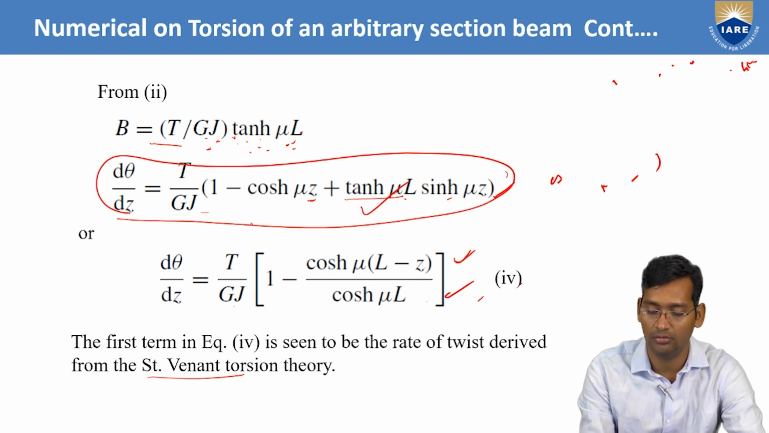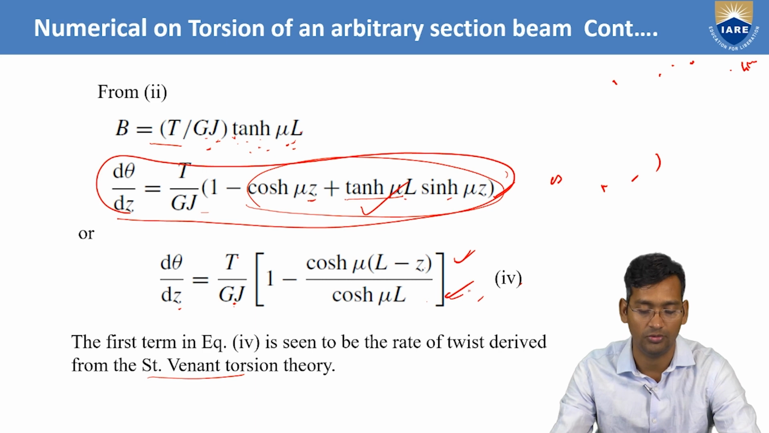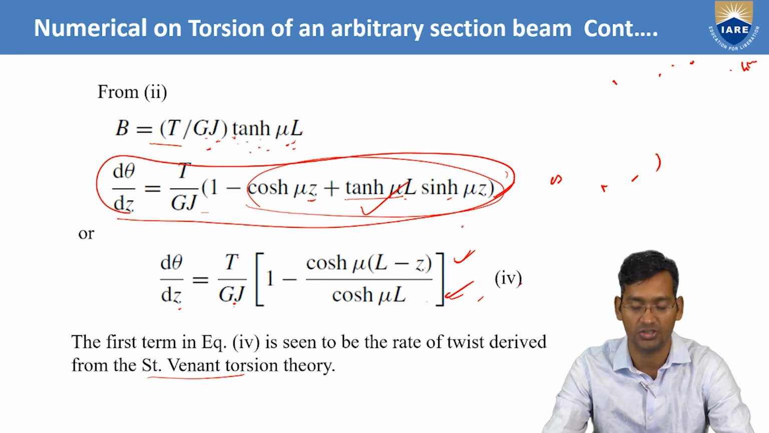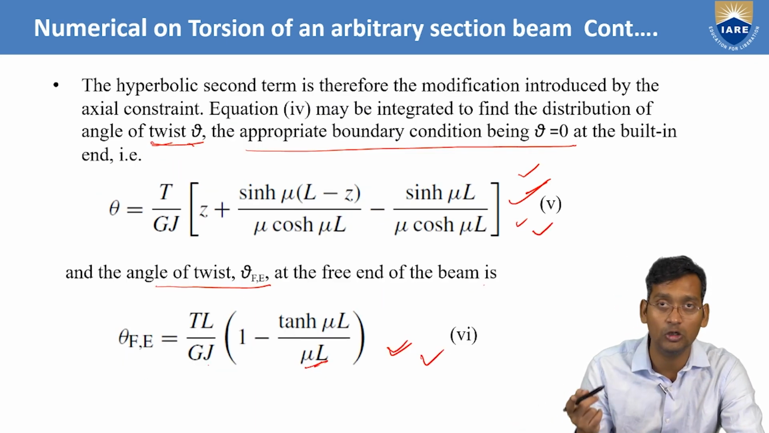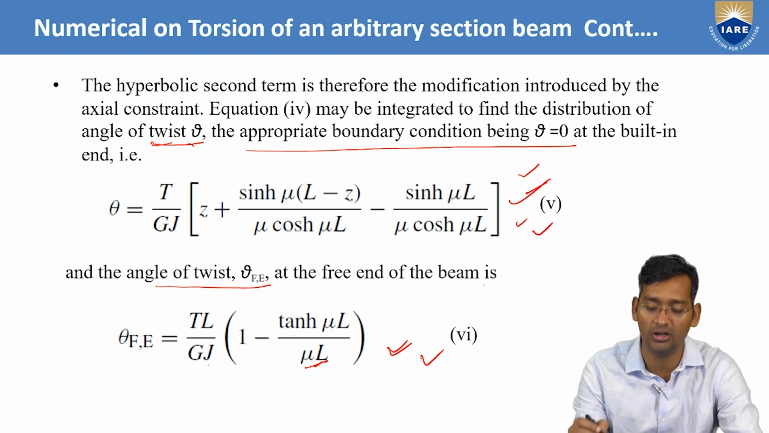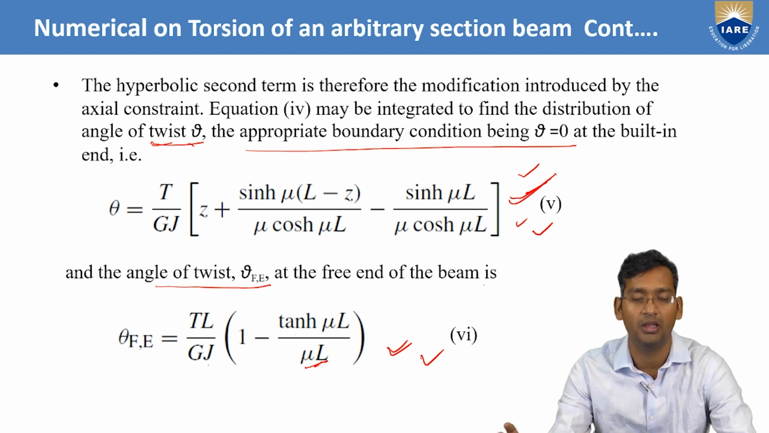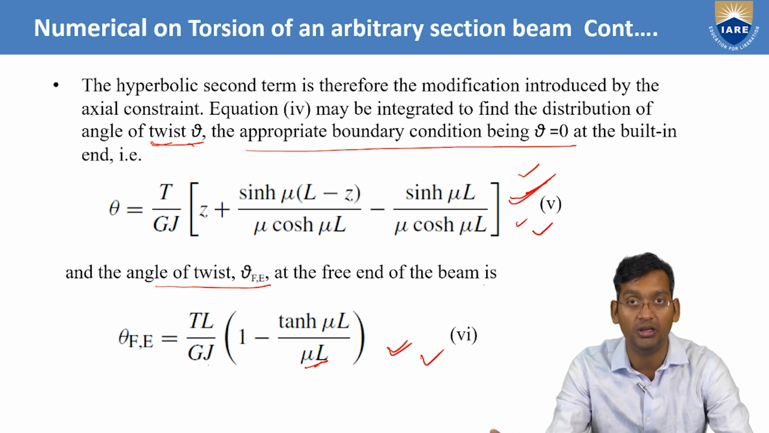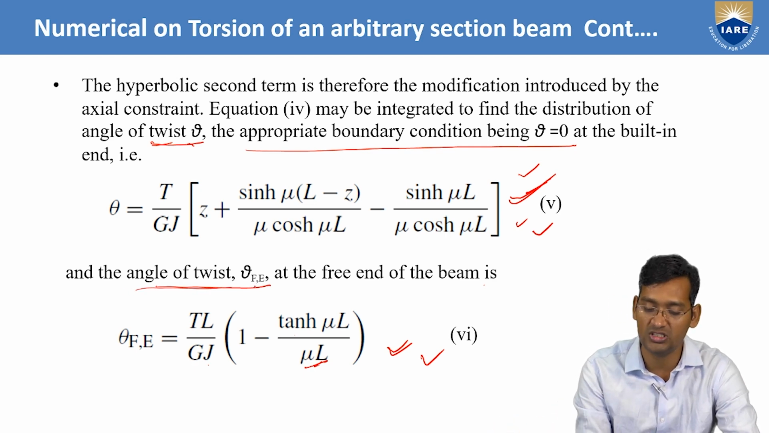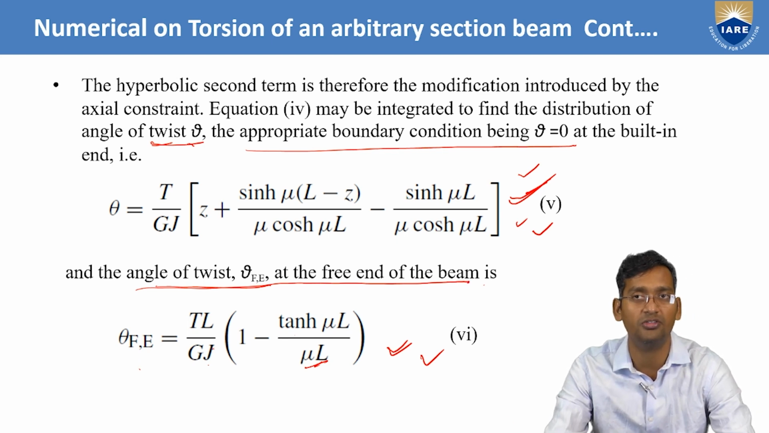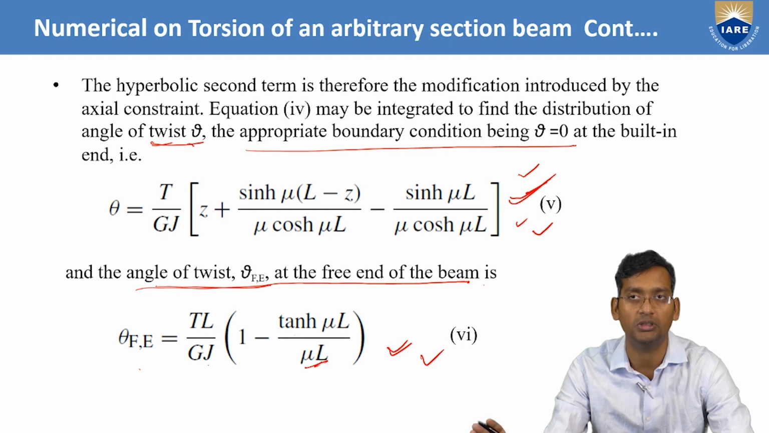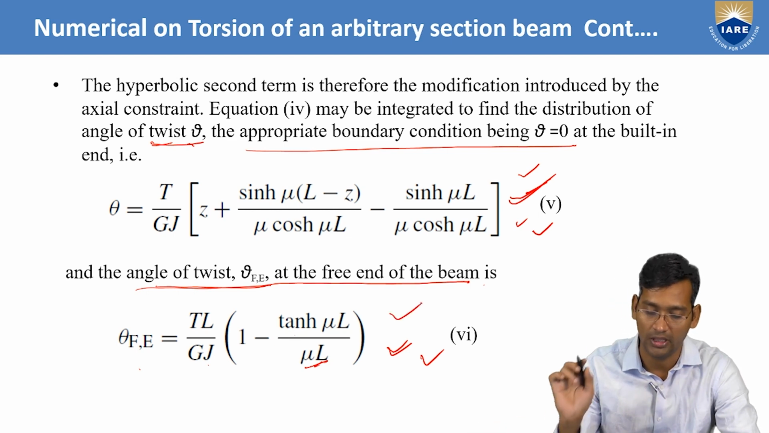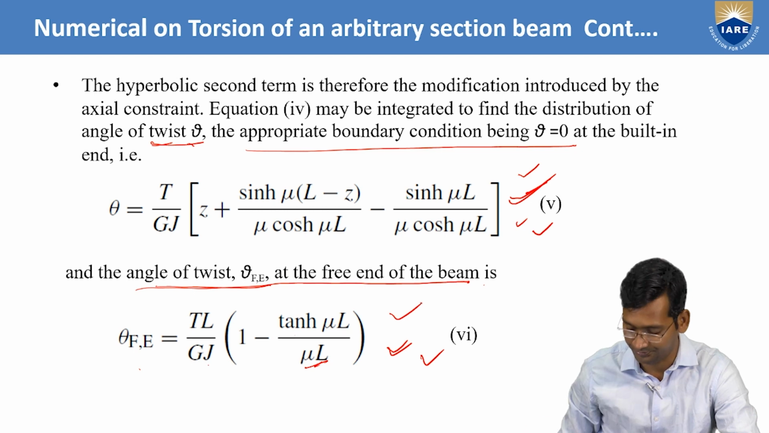Further you can simplify, right? d theta by dz is T by Gj into 1 minus, just use the cos A minus B formula, and you will get this one. So this is the equation of rate of twist. Now if the angle of twist is required, then simply integrate that one. You will get the angle of twist. Next, the angle of twist at the free end is equal to what? TL by Gj into 1 minus tan mu L by mu L. Okay, so this will be the angle at the free end.